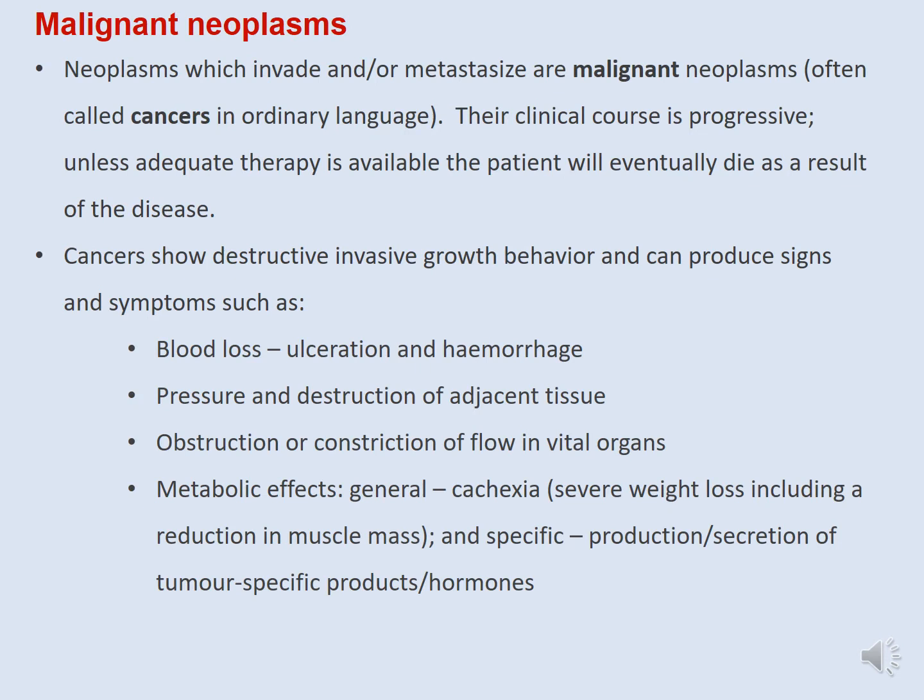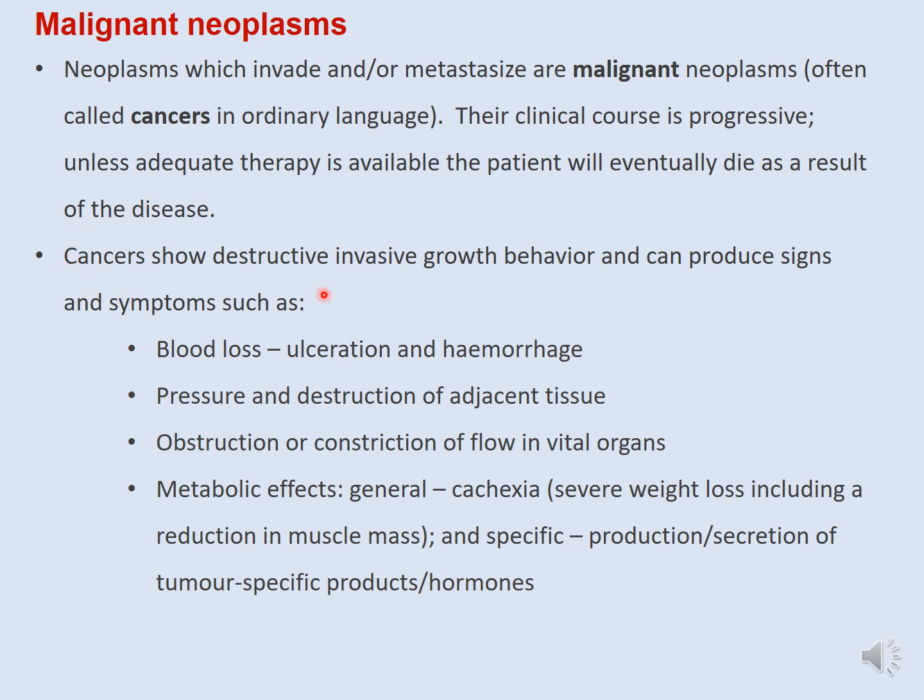Whereas, on the other hand, neoplasms which invade and or metastasize are called malignant neoplasms. Often the common term cancer, in ordinary language, is used for malignant neoplasm. Their clinical course is progressive unless adequate therapy is available for the patient, otherwise the patient will eventually die of the disease. Depending on their cell of origin, the prognosis of malignant neoplasms can be determined based on their histological type, their clinical course, and their staging and grading.